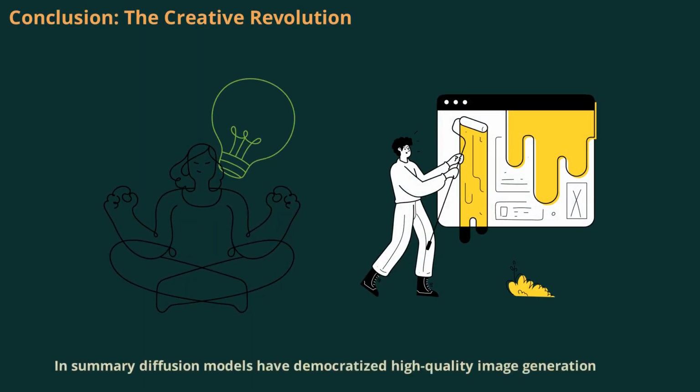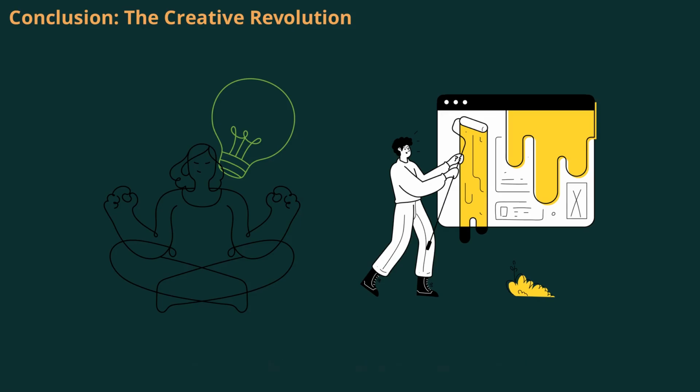In summary, diffusion models have democratized high-quality image generation, putting powerful creative tools in the hands of everyone. This technology represents a fundamental shift in how we interact with computers and express our creativity. As diffusion models continue to evolve, they promise even greater speed, flexibility, and accessibility. Whether you're an artist, designer, educator, or entrepreneur, the ability to generate images from text is transforming imagination into reality.